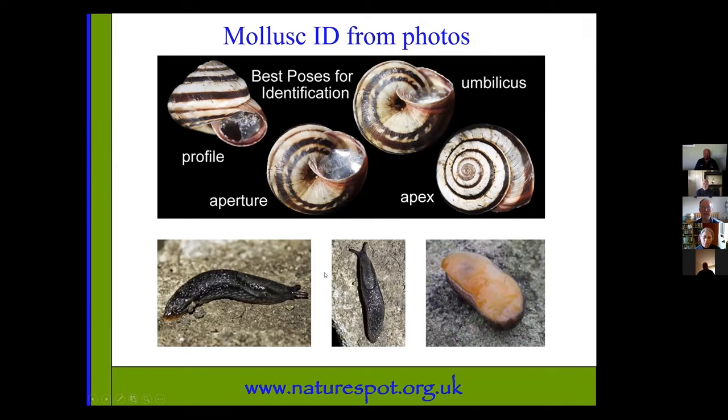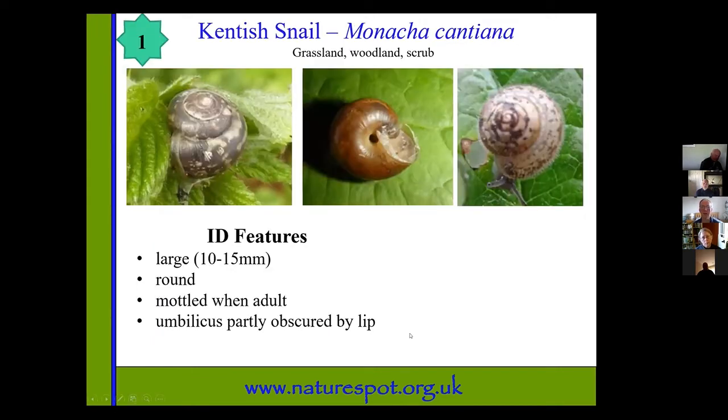So let's get stuck in, and as I run through some of the key ID features, I'll be relating them to these different views. I'm going to run through them, 1 to 10. Number one, the most commonly recorded mollusk on NatureSpot, is the Kentish snail, Monacha cantiana. Interestingly, this isn't a garden species, but when you're out in the field, it's often very obvious because it likes to climb up vegetation, grasses and so on. On a hot day, it will often seal itself into its shell, but high up on a grass, so it stays obvious, whereas a lot of other species will bury themselves away to keep moist.